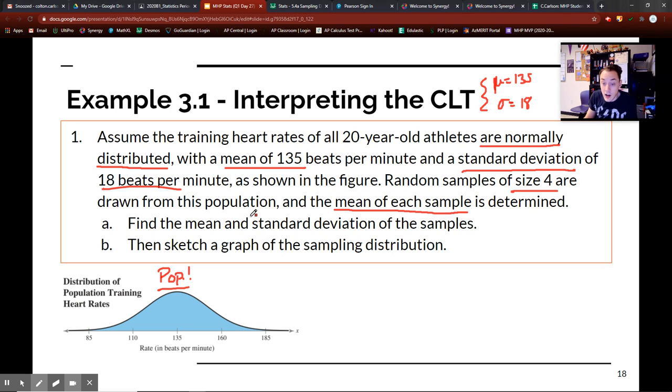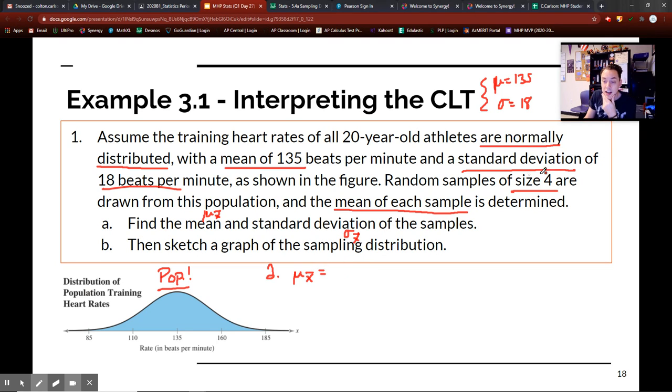Okay, and also the standard deviation of the samples. So I need to find the mean of my sample means, and I also need to find the standard deviation of my sample means. So I need to find this, okay, and then I need to find this, just like before. So A, I need to find the mean of my sample means, or my sample mean in general.